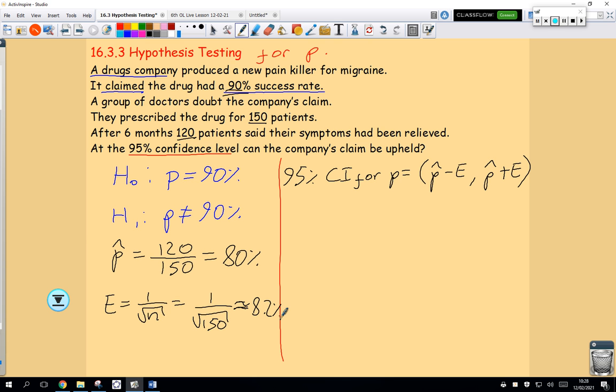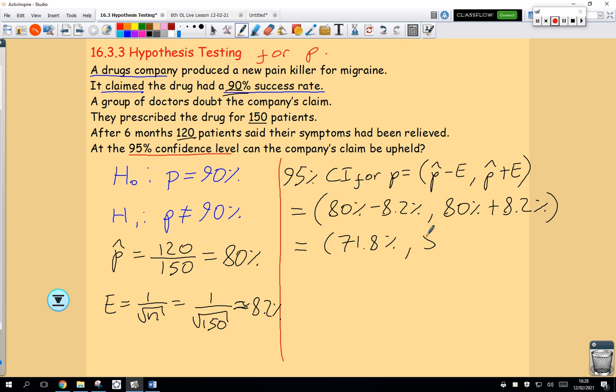Now I'm ready to construct my confidence interval. Here's my formula, P hat minus E, well that's 80%, subtract 8.2%, and the upper limit is 80%, plus 8.2%. Okay, 80 subtract 8, well that's 72, subtract another 0.2, it's going to be 71.8%. And over here, that's straightforward enough, 88.2%.